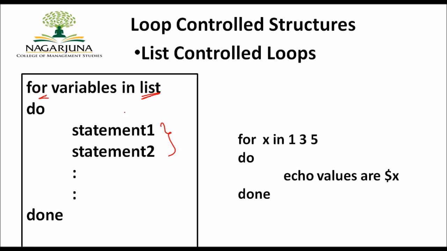So this is the general syntax of the for loop in a shell program. I'll take a simple example here. Here x is a variable, and we check the list of values, where x can take the value 1, x can take the value 3, and x can also take the value 5. How does it work? The first time the value of x is 1, so 1 is given to x, and the value of x will be printed as 1.